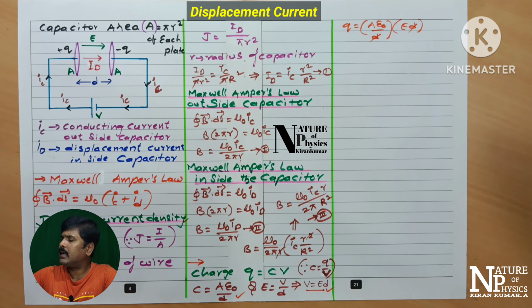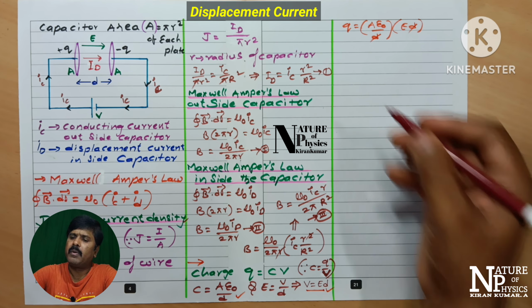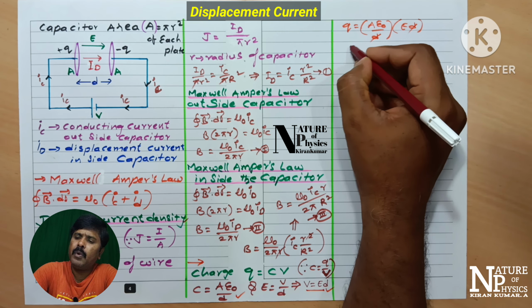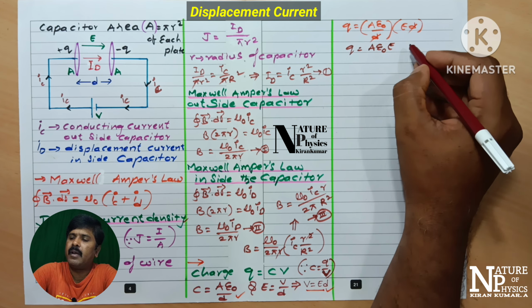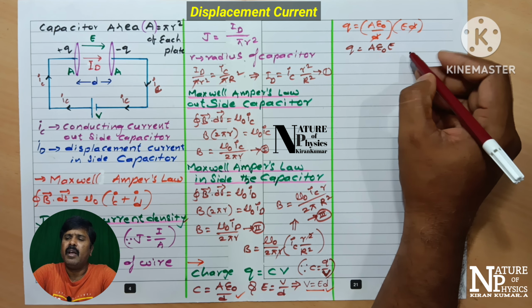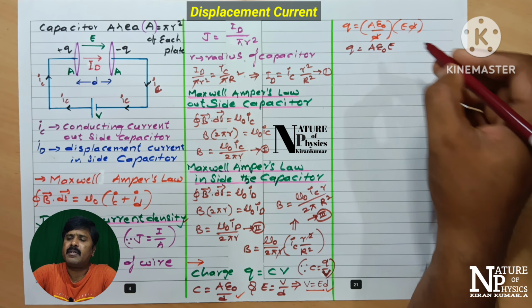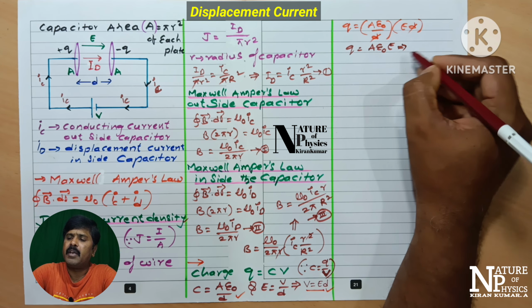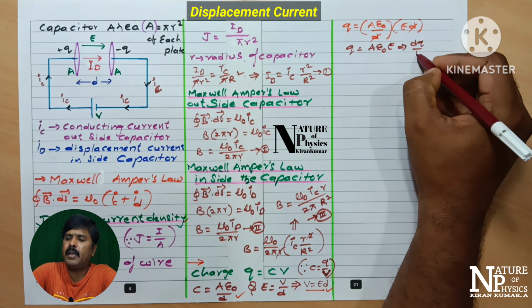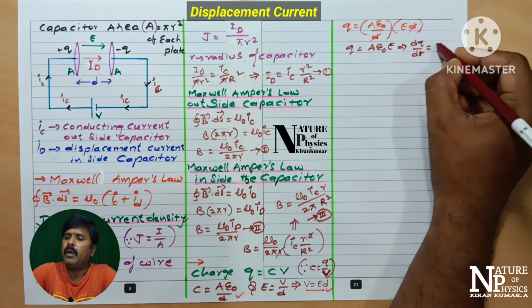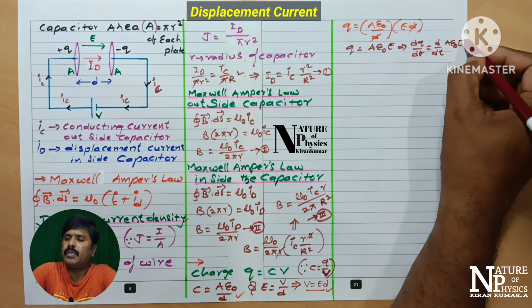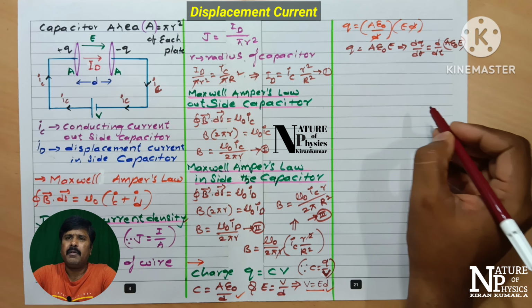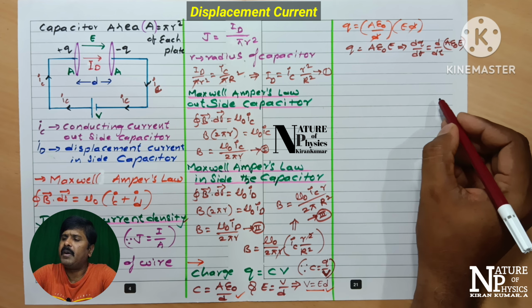d and d get cancelled. And next step, I am going to write Q which is equal to A epsilon naught into E. This is the charge equation. So that rate of flow of charge is called current. From this equation, dq by dt which is equal to d by dt of A epsilon naught into E. Both sides differentiation with respect to time I did.